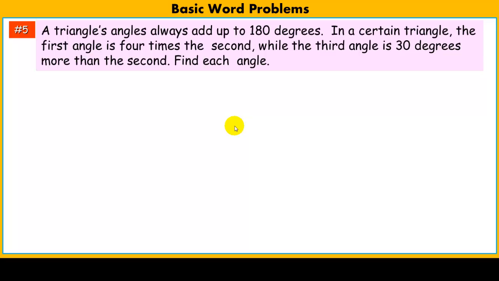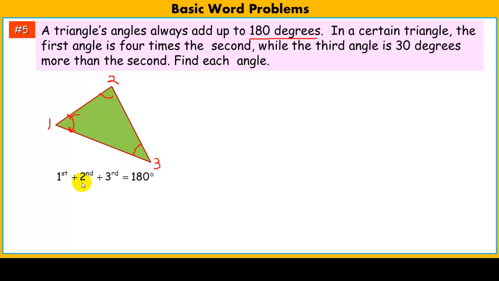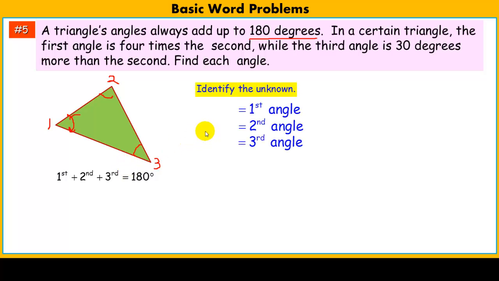Number 5: a triangle's angles always add up to 180 degrees. Again, I would draw a diagram. It doesn't have to be to scale. All you have to do is draw a diagram. It helps. 1, 2, 3. These are my angles, and I'll label them so I remember. My 3 angles have to add up to 180 degrees. Identify the unknowns. I have 3 angles.